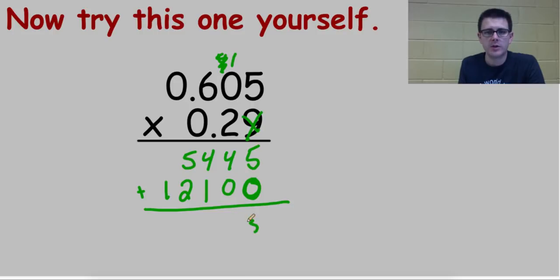Add them up. 5 and 0 is 5. 4 and 0 is 4. 4 plus 1 is 5. 5 plus 2 is 7. And 1. This one's got a lot of decimal points in it. Okay? So I've got 1, 2, 3, 4, 5 decimal points in my problem. So I want to go over 1, 2, 3, 4, 5 decimal places in my answer. So in this case, since there's nothing in front of it, I can add in that 0, and I get 0.17545. See how you did? See if you did well with it, and then we'll practice some more in class.